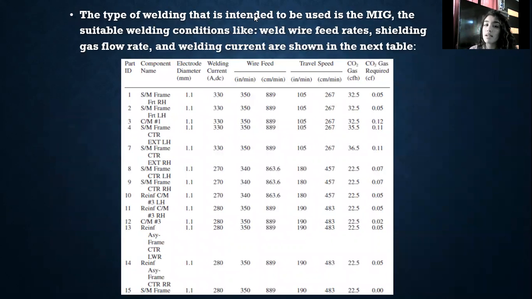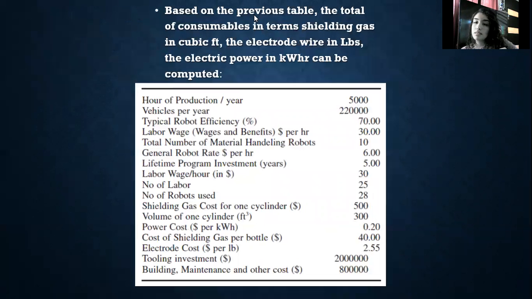The type of welding that is intended to be used is the MIG. The suitable welding conditions, like weld wire feed rate, shielding gas flow rate, and welding current, are shown in the next table. Here we have all the data and all the conditions that this MIG weld must follow in order to accomplish the welding of each part, part 1, part 2, part 3.